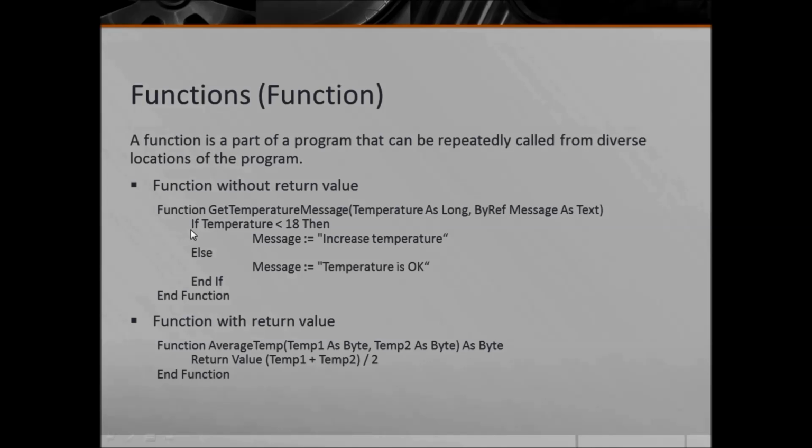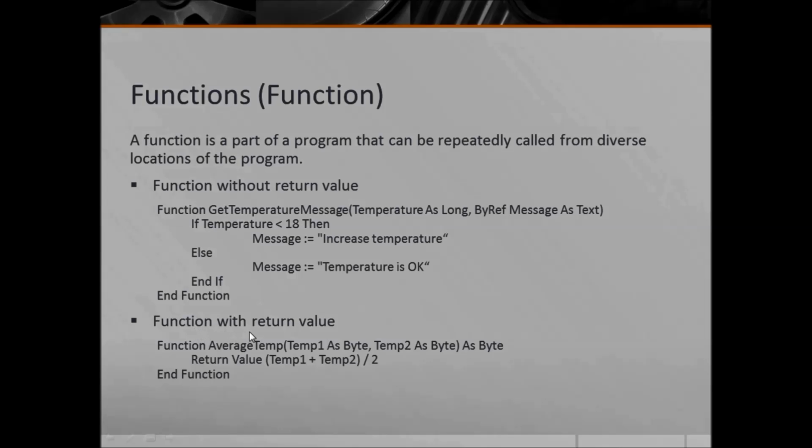So, for example, if the function works this way: if the temperature that you pass in is less than 80, then the message will contain increased temperature, or else the message contains temperature is okay. So by the condition here, the message will store either increased temperature or temperature is okay, depending on the temperature that is passed into the function. And this way, the function is able to return a value without declaring a return value for the function.